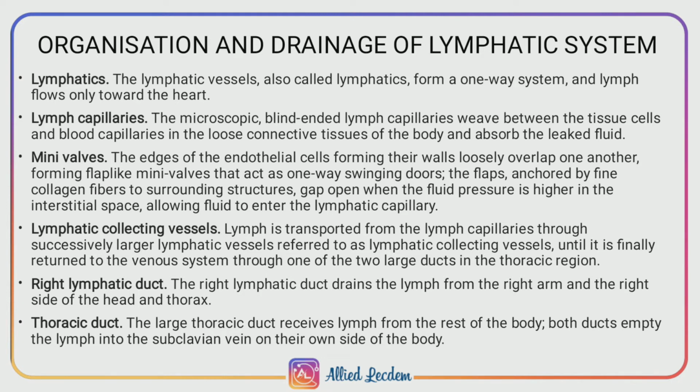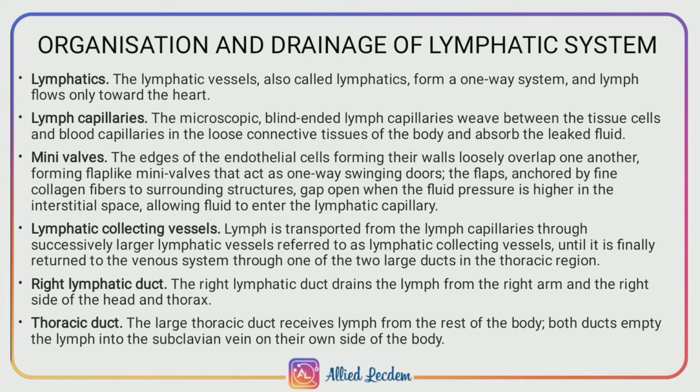Next is lymphatic collecting vessels. When the lymph is collected from the lymph capillaries, it is transported through larger vessels known as lymphatic collecting vessels until it finally reaches the largest draining system, that is the venous system, through one or two large ducts in the thoracic region. Next is the right lymphatic duct. It drains the lymph from the right arm and the right side of the head and thorax, whereas the thoracic duct receives the lymph from the rest of the body. Both ducts empty the lymph into the subclavian vein of their own side of the body.